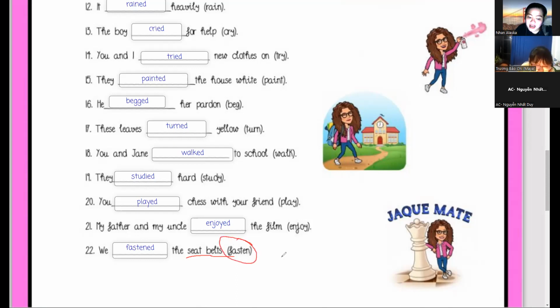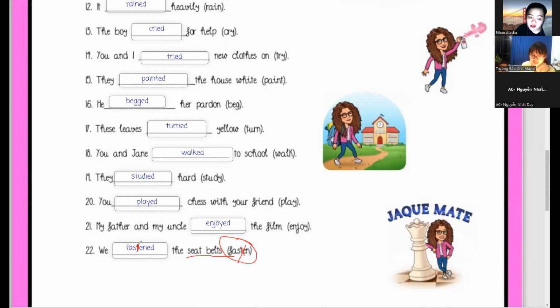With this verb, actually, you pronounce it as fasten. Silent T. You don't say fasten with the T. Silent T. Fasten. So the simple past regular is fastened. We fastened the seat belts.